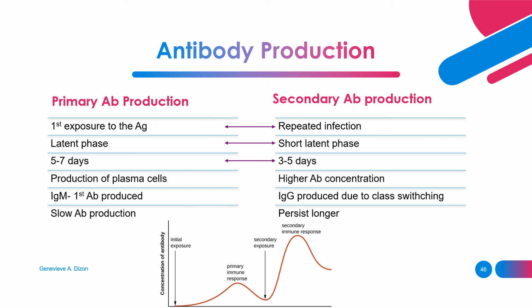It happens for 5 to 7 days, while in the secondary antibody production, it has a shorter latent phase at 3 to 5 days. Plasma production happens in the primary antibody production, while antibody production is more concentrated and faster during the secondary antibody production. The antibody produced during the primary immune response is the IgM, while in the secondary immune response, it is the IgG. This is because of the class switching that happens in the genes. In the primary antibody production, there is a slow antibody production, while in the secondary antibody production, the production of the antibodies themselves persists longer.